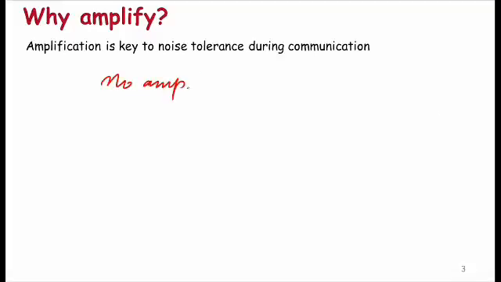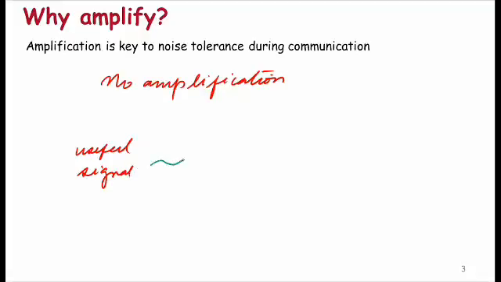Suppose I have some kind of a signal. Let's imagine I have no amplification, a basic system where I do not have any amplification. Let's say I have a useful signal that looks like this. Let's say the peak to peak value of the signal is 1 millivolt. So it's a very small signal, about a millivolt. And let us say that I am looking to communicate this signal over some distance. Ideally, I would get a signal that looked like this.